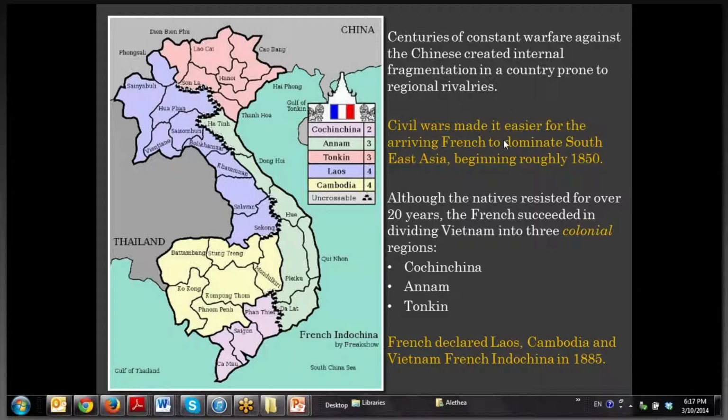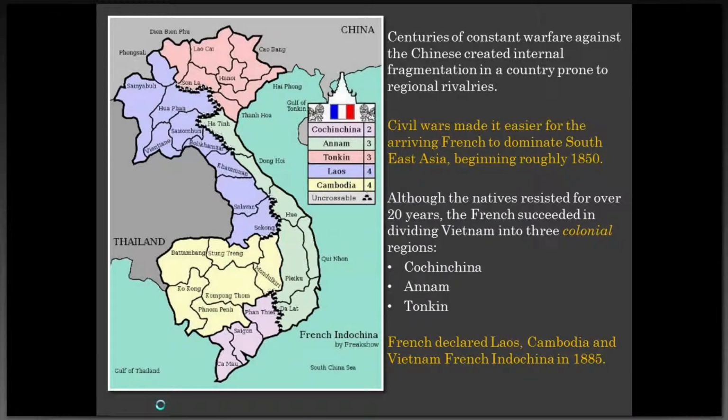Civil wars made it easier for the arriving French to dominate Southeast Asia, beginning roughly 1850. And although the natives resisted for over 20 years, the French succeeded in dividing Vietnam into 3 colonial regions. You have Cochin China, Annam, and of course Tonkin. The French declared Laos, Vietnam, and Cambodia French Indochina officially in 1885.